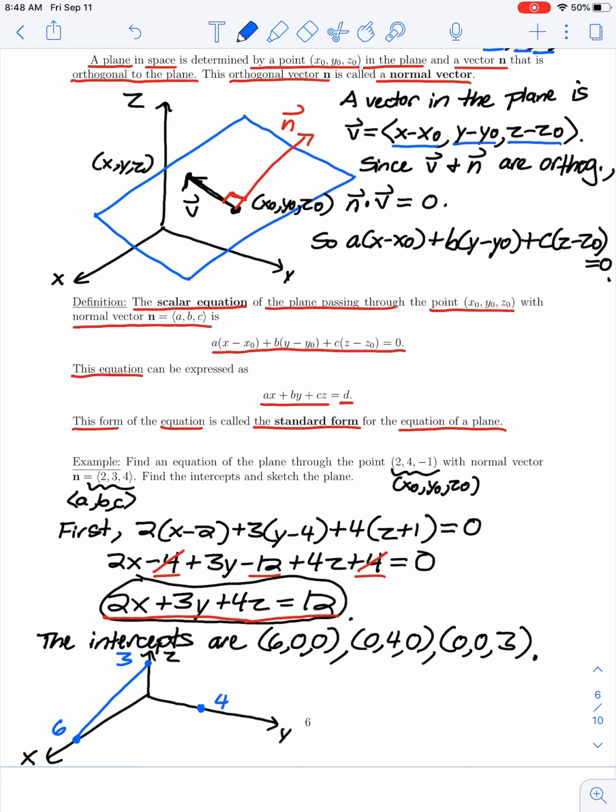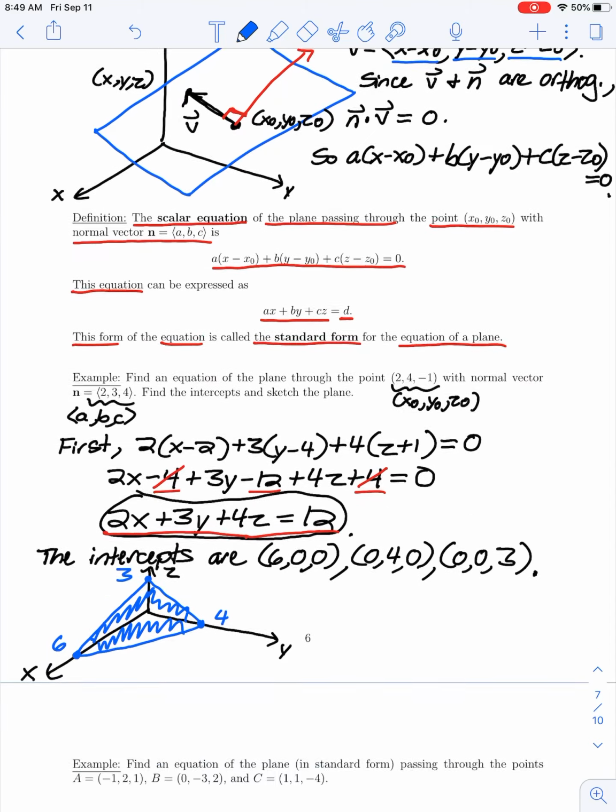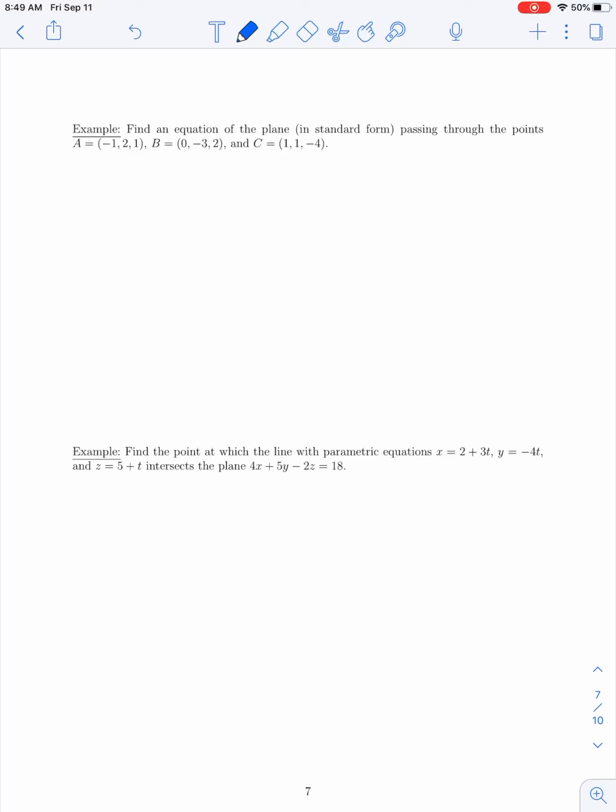So the part of the plane that lies in this first octant would be shown here. This gives us a little visualization of what exactly our plane looks like in this first octant, and of course it extends infinitely in all directions. But finding these intercepts allows us to visualize what our plane would look like in 3 dimensions. So let's look at some other problems involving planes.